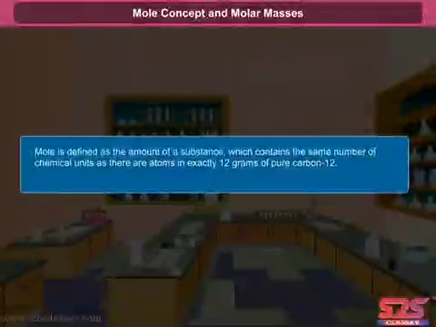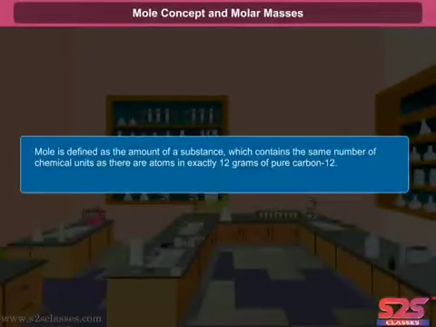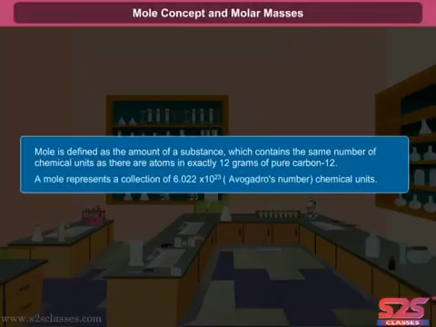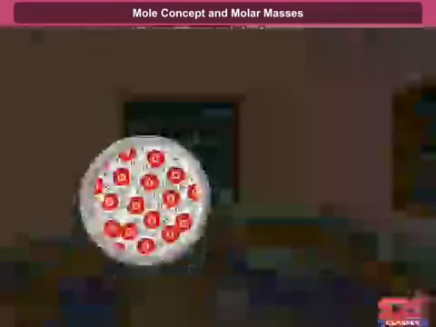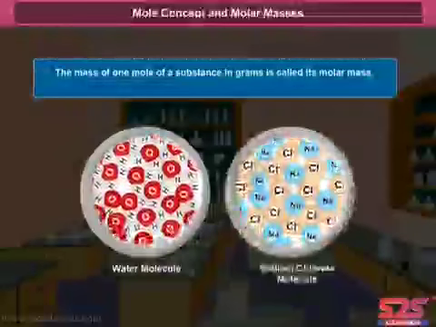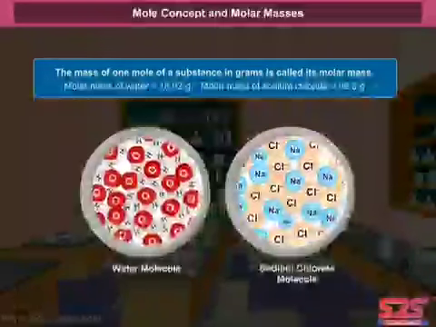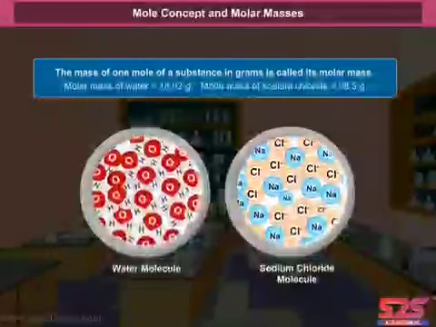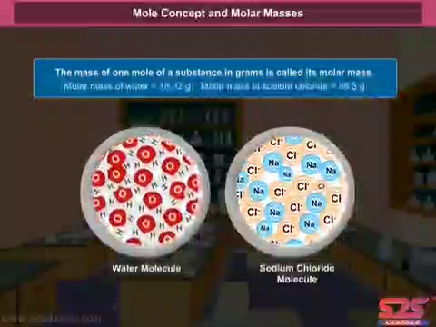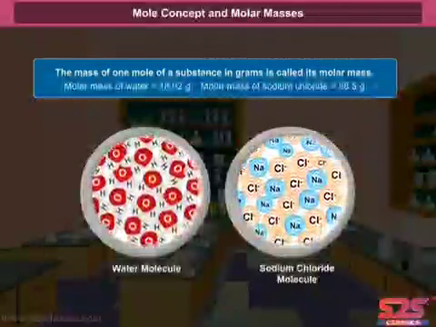Mole is defined as the amount of a substance which contains the same number of chemical units (atoms, molecules, ions or electrons) as there are atoms in exactly 12 grams of pure carbon-12. A mole represents a collection of 6.022 times 10 raised to the power 23 (Avogadro's number) chemical units. The mass of 1 mole of a substance in grams is called its molar mass. For example, molar mass of water is 18.02 grams and molar mass of sodium chloride is 58.5 grams.